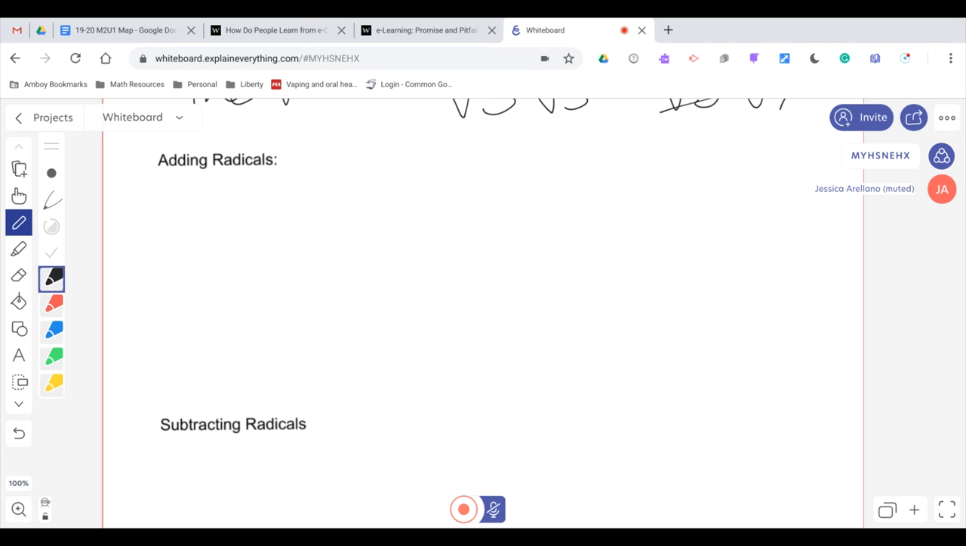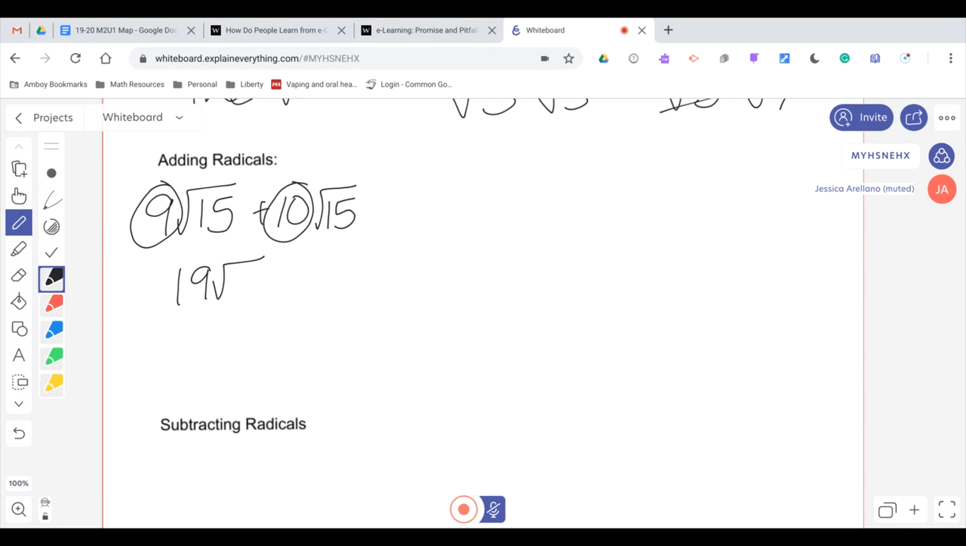So let's say I have 9 square root 15 plus 10 square root 15. The first thing I want to do is make sure that the number inside the square root cannot be simplified. And the only factors of 15 are 3 and 5. So neither of those are square numbers, so this is as simplified as it gets. Because they are the same, I can combine them. So I'm going to add 9 and 10 together and get 19 square root 15.